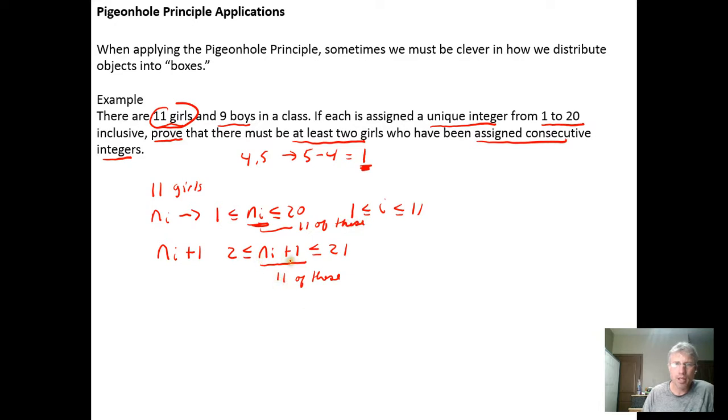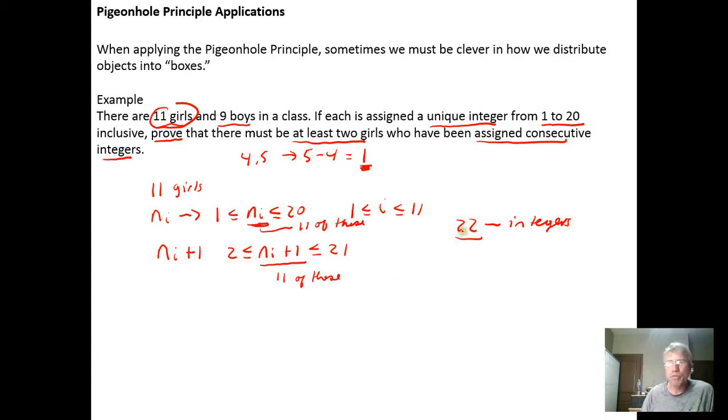And there's going to be 11 n sub i plus 1. So 11 plus 11 is 22. So I'm going to have 22 integers: 11 n sub i's, and 11 numbers generated by doing n sub i plus 1.